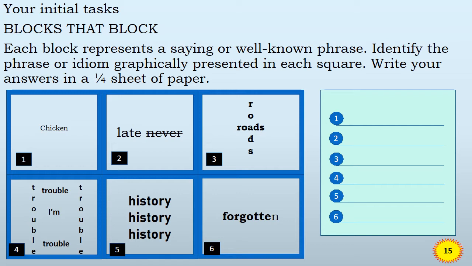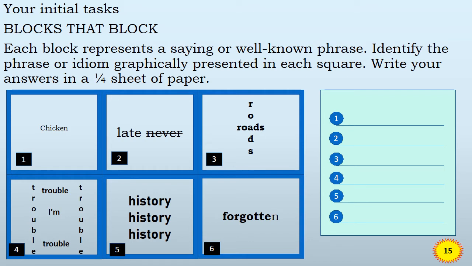Next, block number 5. The answer in block number 5 is here we go again, because as you can see in block number 5, the word history was written 3 times, right? So the answer is here we go again.